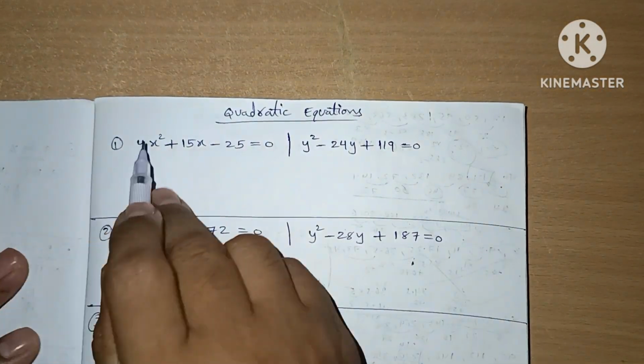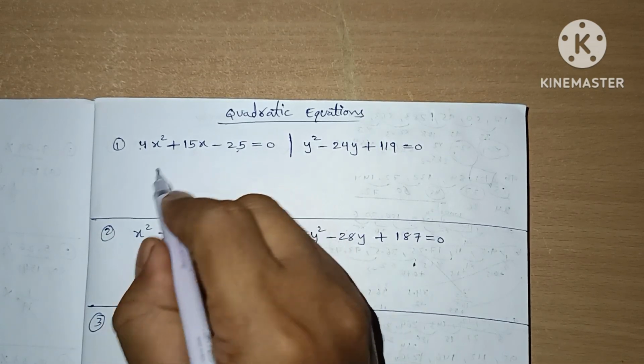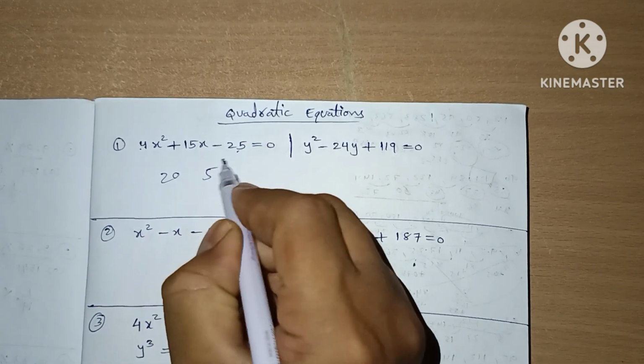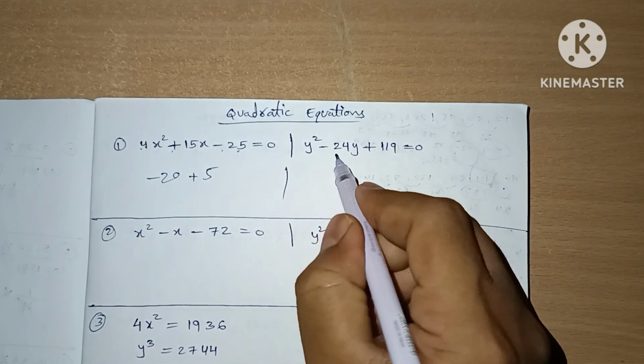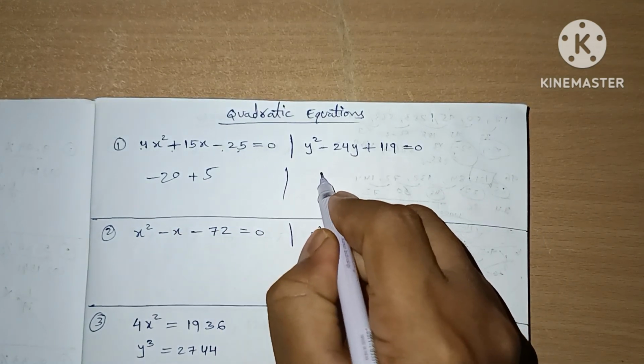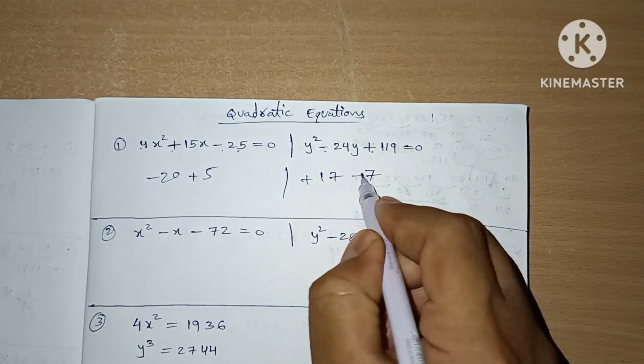Now we are going to see quadratic equations. First one, 4 into 25 will be 100. 100 means 25 times. Plus and minus means minus and plus are the roots. Here 119. 119 means 17. 7 times will be 119. Minus and plus means the roots are in positive.